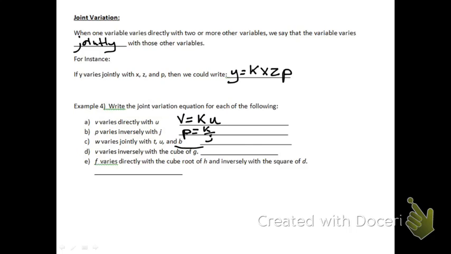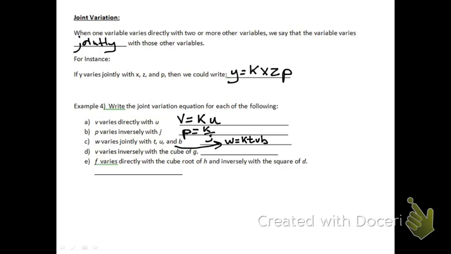Now c is where it starts to get a little bit more interesting. It says w varies jointly with t, u, and b. So w is what I start with, and I always say it's equal to k. So now it's varying jointly with t, u, and b. So I'm just going to copy down the product of t times u times b. So w equals k tub in this example.